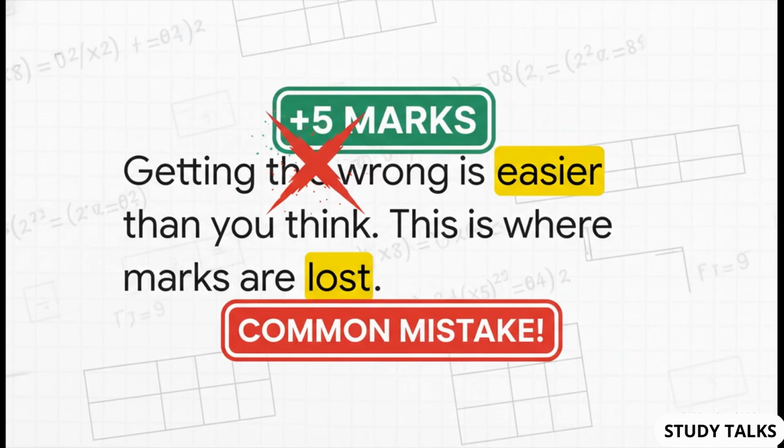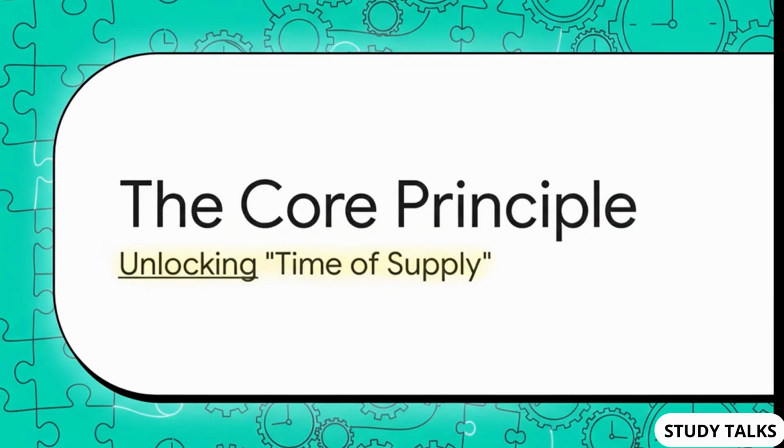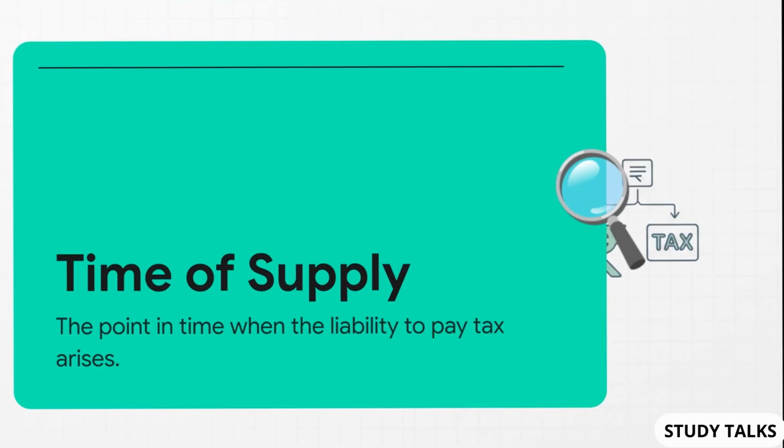It feels straightforward, but there's a very specific logic you have to follow. And the key to unlocking that puzzle, and a ton of others just like it, all comes down to understanding one core concept in GST. We're talking about the time of supply. So what on earth is it?